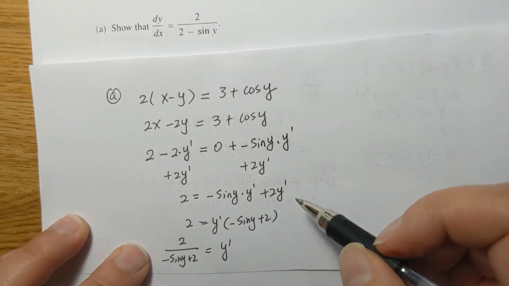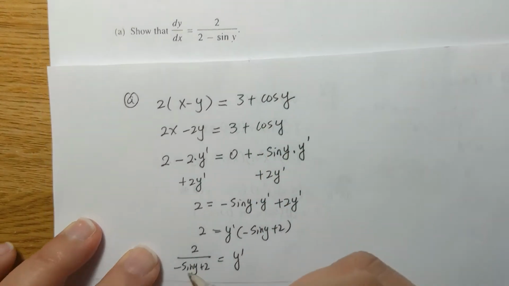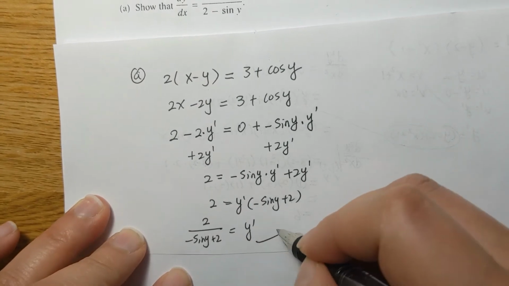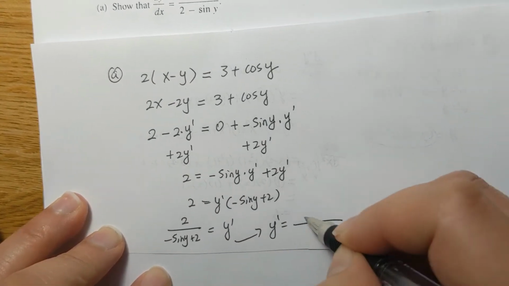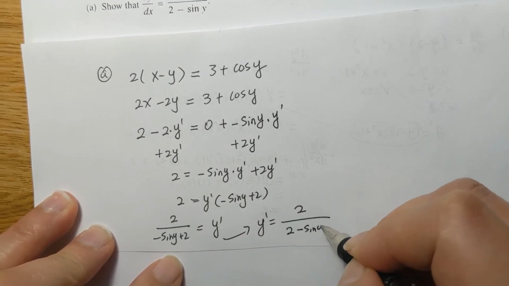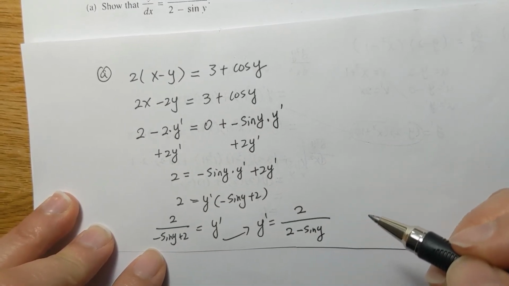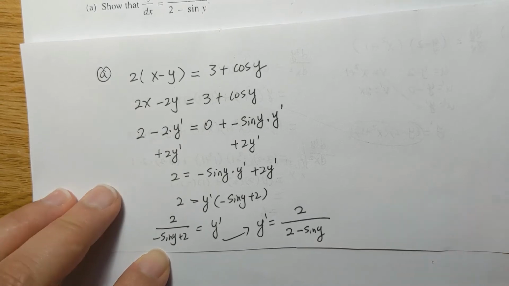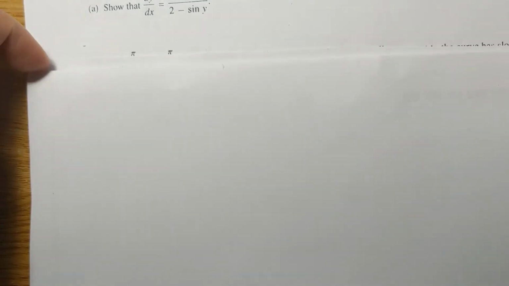So if you want to make it look the way it was, all you have to do is swap this order. So now I just swap it. So 2 over, it's just 2 minus sine y. So we finished part A. Now let's go to part B.